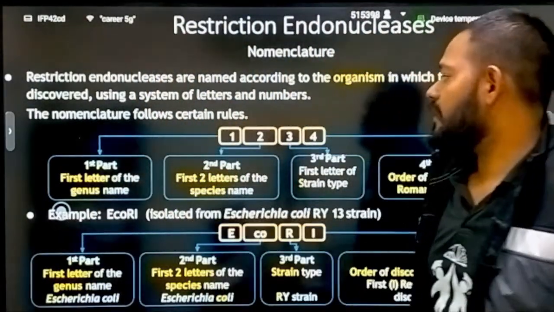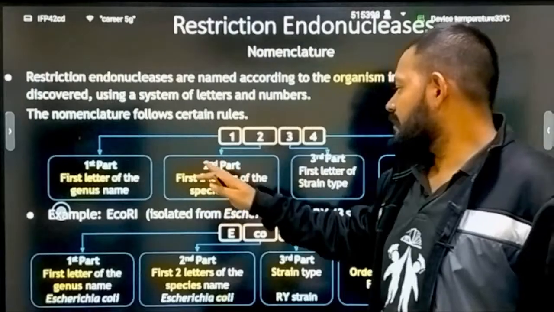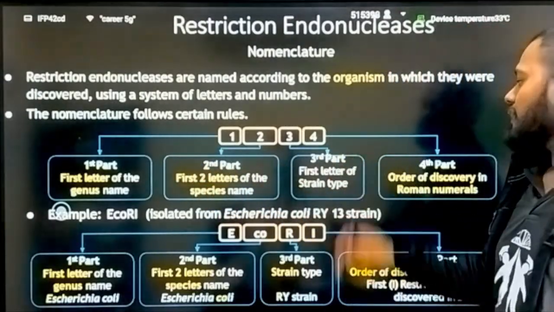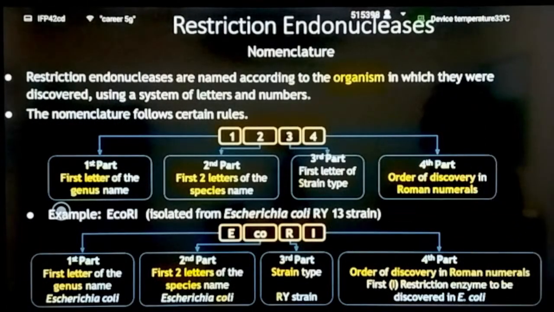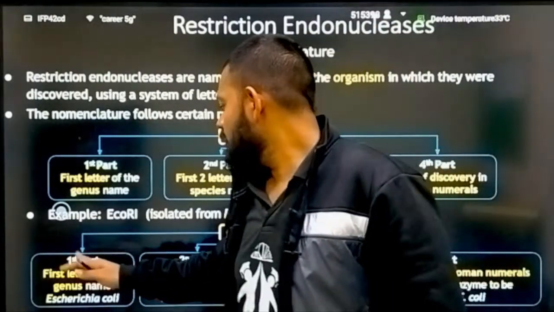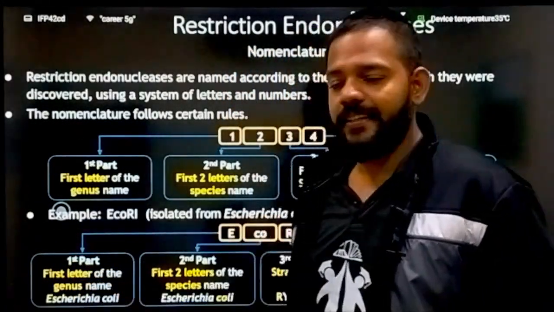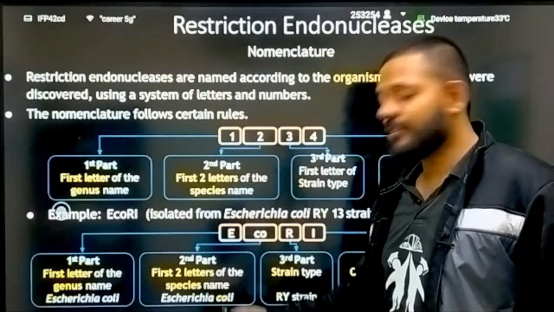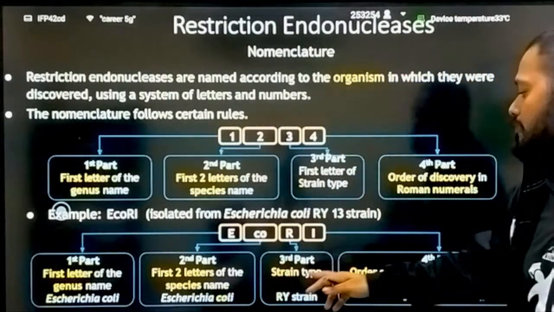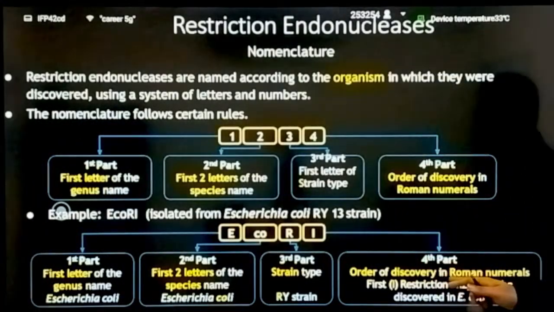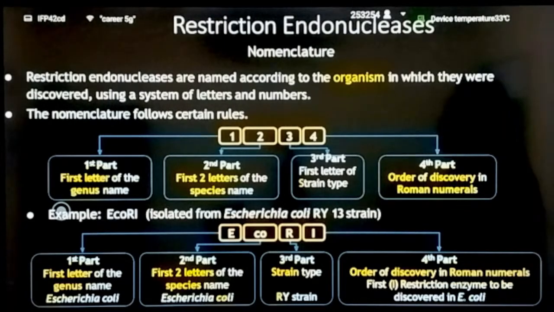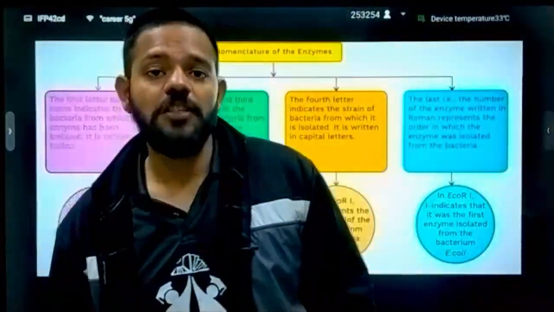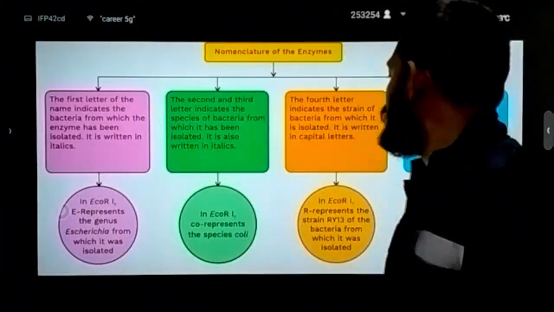The same thing is written here. The first part is the first letter of the genus name. The second part is the first two letters of the species name. The third part is the first letter of the strain. The fourth part is the order of discovery in Roman numerals. Here is the example: the first letter E from Escherichia, then the species letters co, that is coli, then the strain R, and the fourth part is the order of discovery in Roman numerals, I, the first restriction enzyme discovered in E. coli. So that's the nomenclature of restriction enzymes. The same thing is written here in the form of a flow chart.